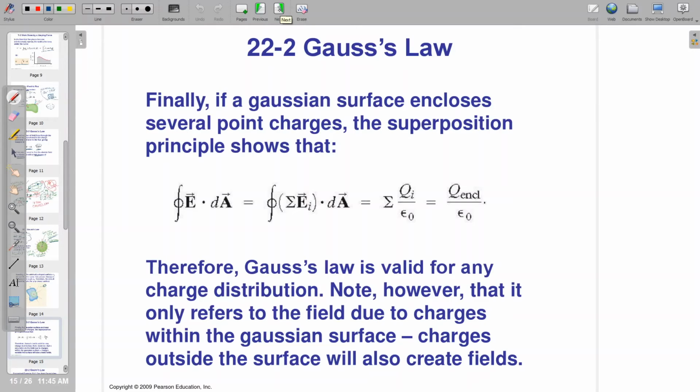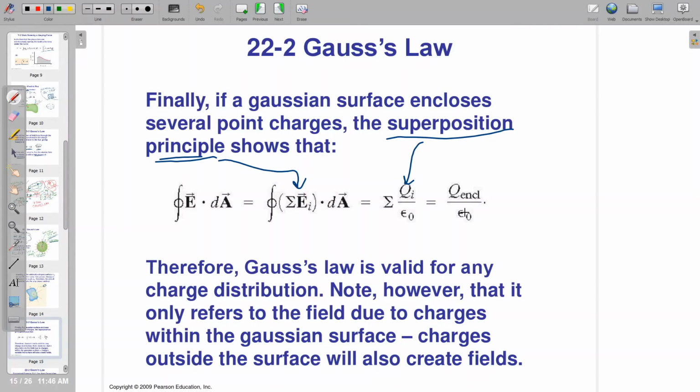Now, we already derived Q enclosed over epsilon naught for one point charge enclosed within a surface. Note that if there are several point charges in there, we have the superposition principle that we talked about a lot, which says that you would add up the contributions from the electric fields due to each individual point charge. You could just sum up the different electric fields, sum up the charges that are sourcing these fields, and you would get the exact same thing.